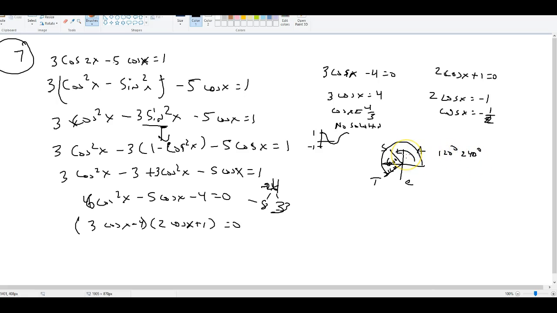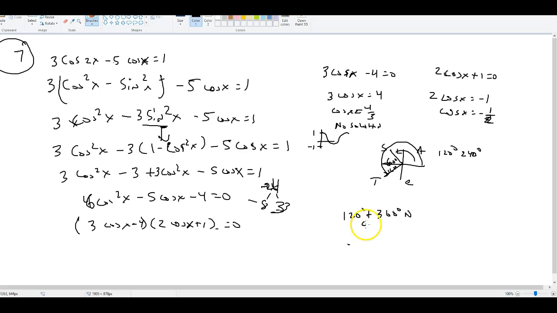Now, read the instructions. The instructions say I have to do it for all real values, which means I can get all of them now. So I'm going to go ahead and go, okay, well, I can do all of them. How do I do all of them? I'm going to go 120 degrees plus how often it repeats. Well, cosine repeats every 360 degrees, so 360 degrees.